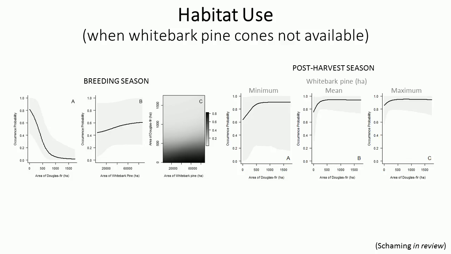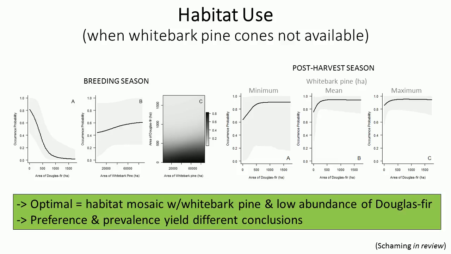I also found that outside of the fall harvest, the late summer when they're eating mature seeds and the fall harvest season, Douglas fir had a variable impact. During the post-harvest season, which is on the right-hand side, the more Douglas fir, the higher the probability of occurrence of Clark's nutcrackers. Alternatively, in the breeding season, as the area of Douglas fir increased, there was a much lower probability of occurrence. So this seems to suggest that this habitat mosaic with whitebark pine and a low abundance of Douglas fir may be optimal. And it also just shows that preference and prevalence, the habitat selection used, really yields different conclusions.